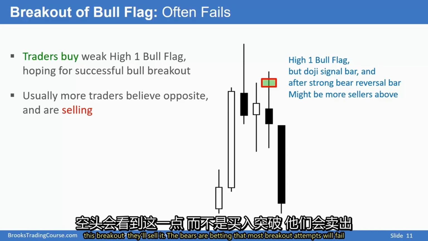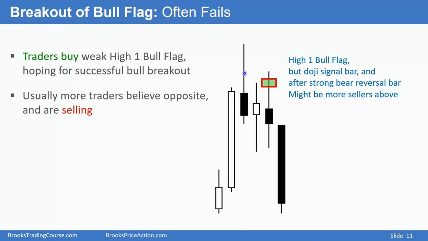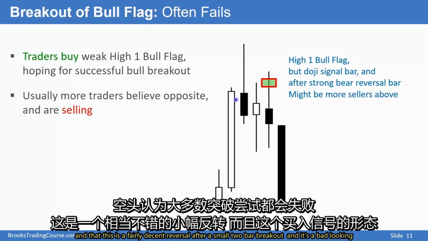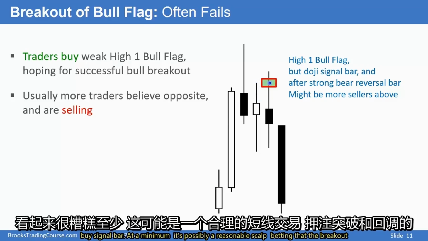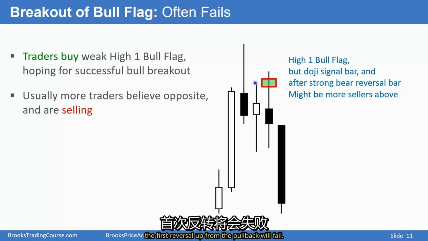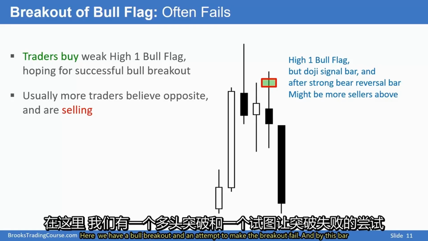The bears are betting that most breakout attempts will fail, and that this is a fairly decent reversal after a small 2-bar breakout, and it's a bad-looking buy signal bar. At a minimum, it's possibly a reasonable scalp, betting that the breakout, the first reversal up from the pullback, will fail.